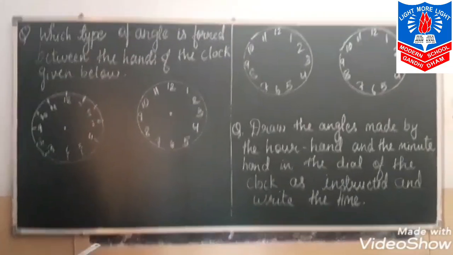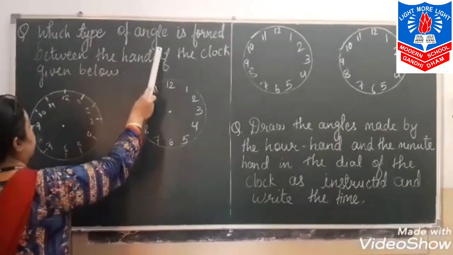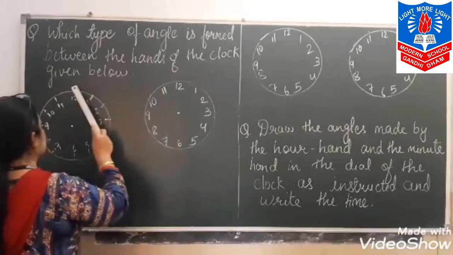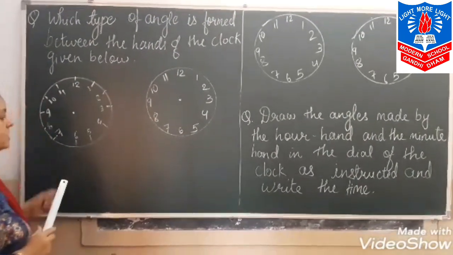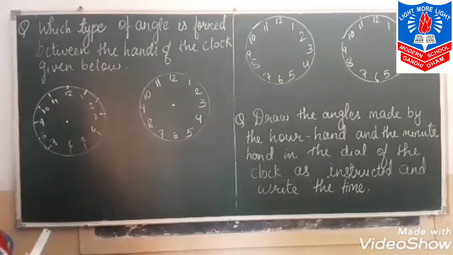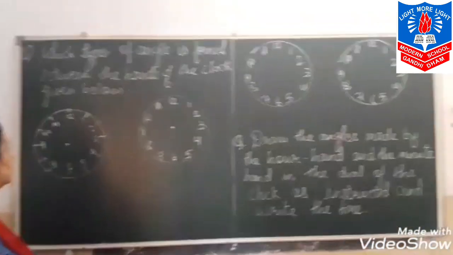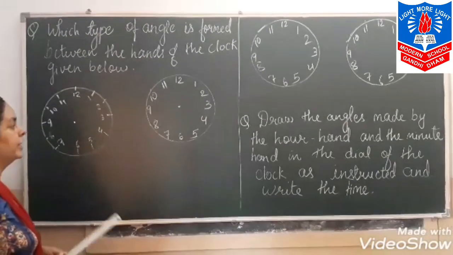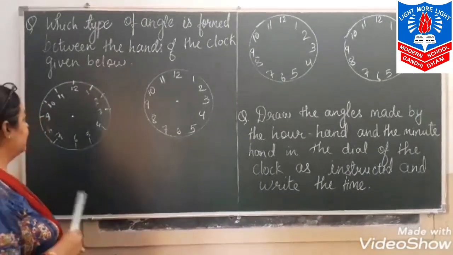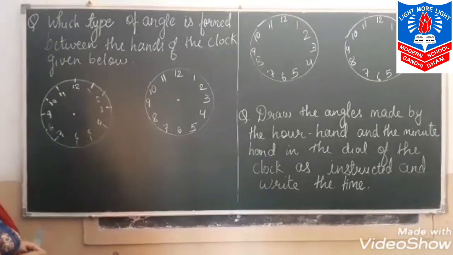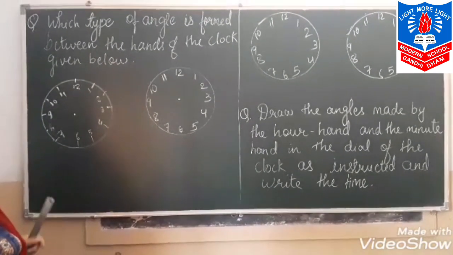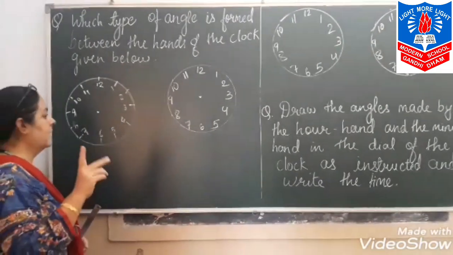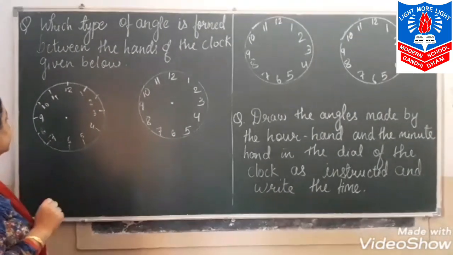The next topic is which type of angle is formed between the hands of the clock given below. Yesterday I explained the types of angle. Today we study how the different types of angle are found in a clock. Let's see the first clock. You know a clock has two hands. One is the hour hand and the second is the minute hand.